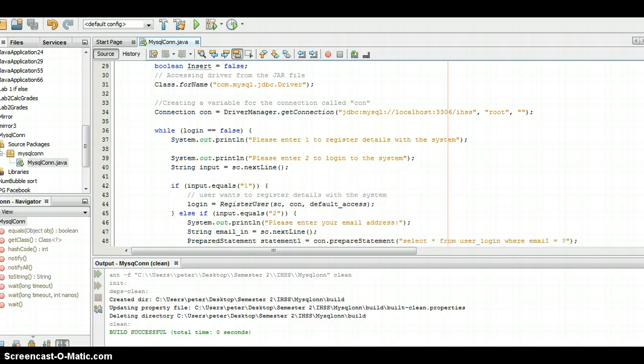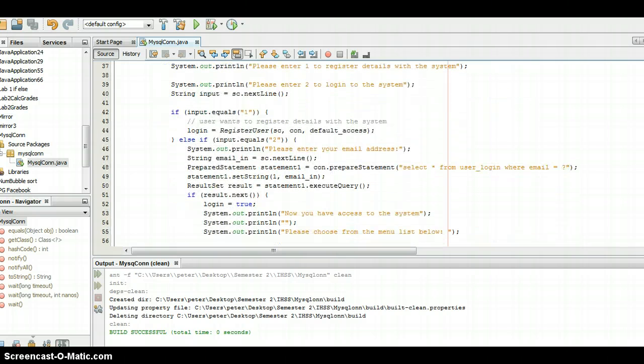Just an if statement to see what happens when it goes on in here. So the patient will be asked to enter number 1, right? You have to log in to register onto the system. Now you're asked to enter your email address, and then select from users where email address is whatever the email address is. Okay, so that's what this statement is here.